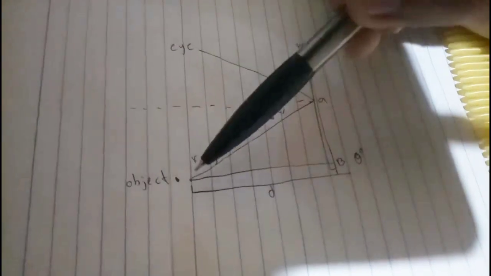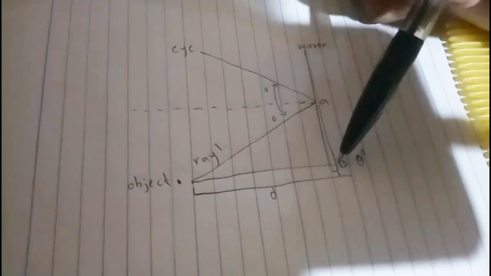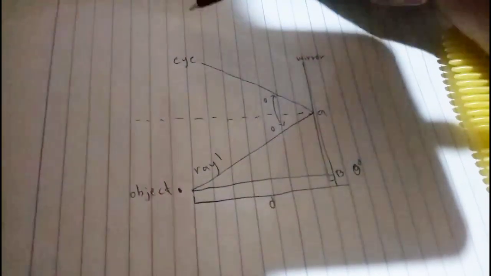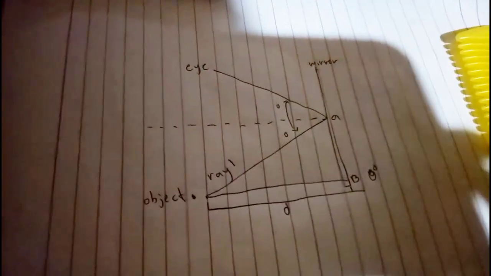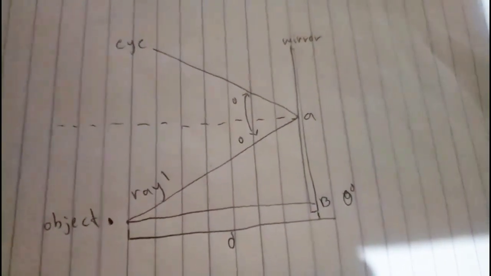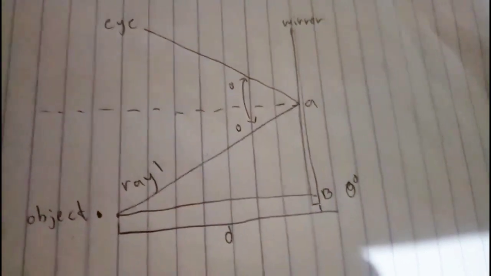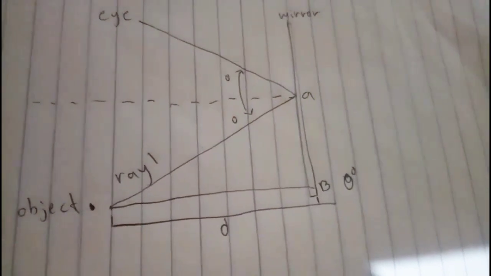It doesn't reach the eye, so the observer does not see the reflected ray. The object at point B just bounces back to the object, so the eye does not see the object. In the last example, the two reflected rays intersect at a point behind the mirror exactly the same distance as the object. So the intersection of rays is what gives us an image. The eye has no problem seeing an image.